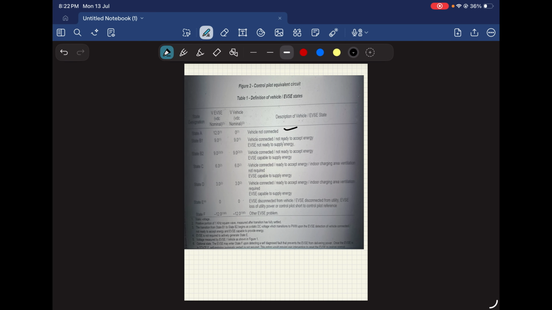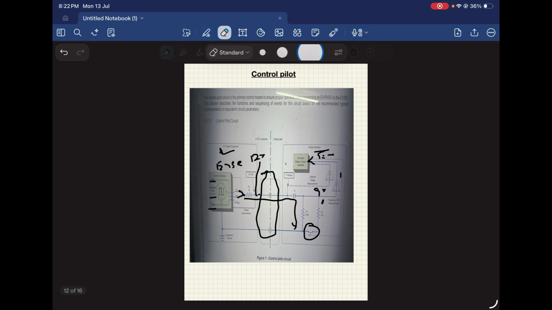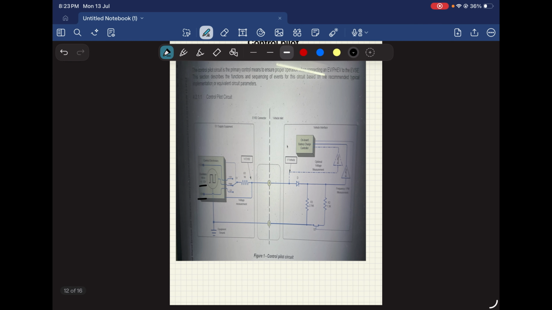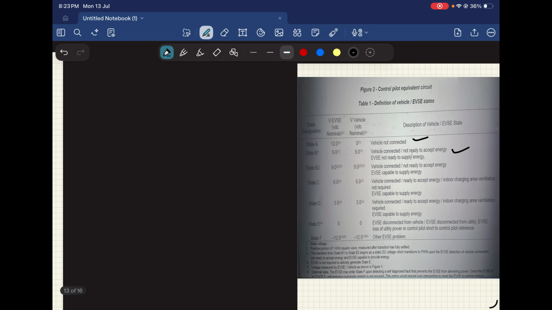State B means it is connected. Whenever it is connected, it will generate 9 volts. Here it will measure 9 volts. What will it decide? That the two are connected, but there is no current flow because it is a fixed 9 volts, right? In the next stage it should generate PWM and send to the EV. Then only it will decide the capability of the EVSE. This is state B.